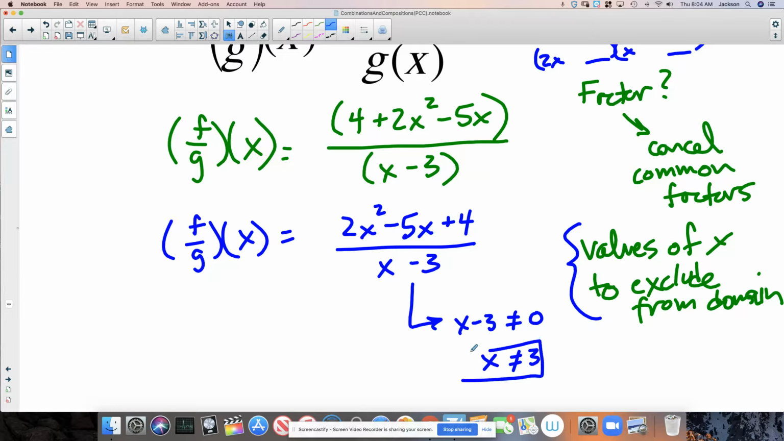We have to say that x can't equal 3, because if I put a 3 here, I get a 0 in the denominator, and then this function has no value. So you're going to be asked to exclude values of x from the domain like this, with one of those inequalities that we've done in a previous topic.